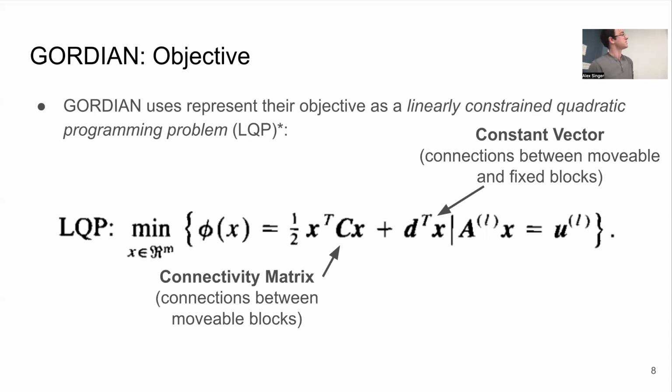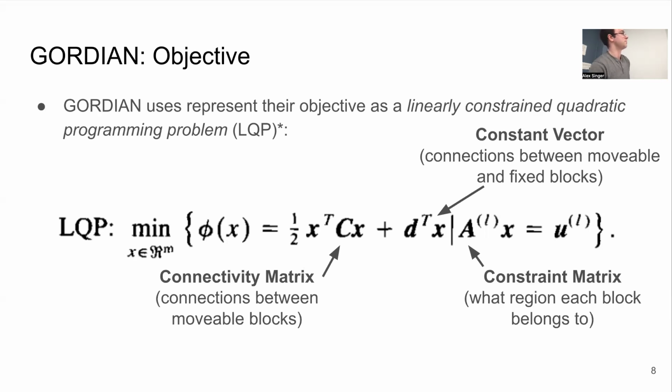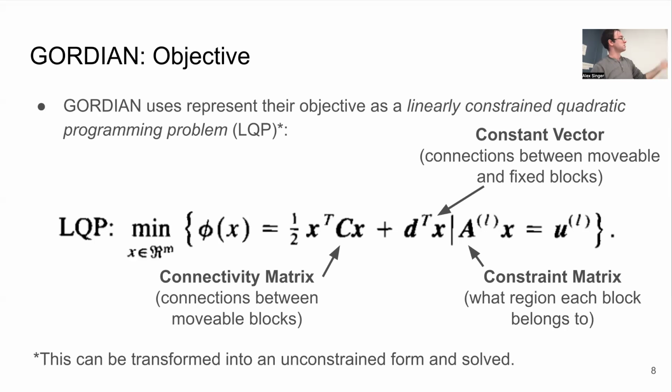And then over on the right is the new addition to this problem, which is a constraint matrix. So this is a constrained quadratic programming problem where we're solving for the wire length subject to the constraints that this block wants to be in this partition, this block wants to be in that partition. And I'll show how this is encoded. So this is our objective. And this can be transformed into an unconstrained form and then solved using conjugate gradient with a little bit of matrix math. They talk about this in the paper. I'm not showing this in this presentation.